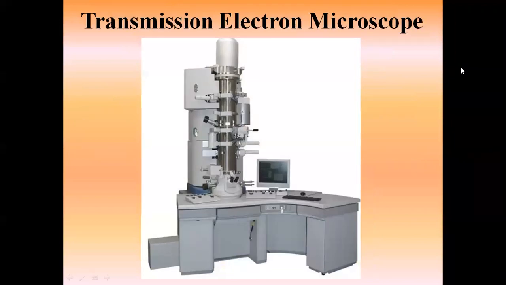So today we'll be discussing two different types of electron microscope. One is the transmission electron microscope, and one is the scanning electron microscope. In short, you call them SEM for scanning electron microscope, and TEM for transmission electron microscope. So why do we use these?